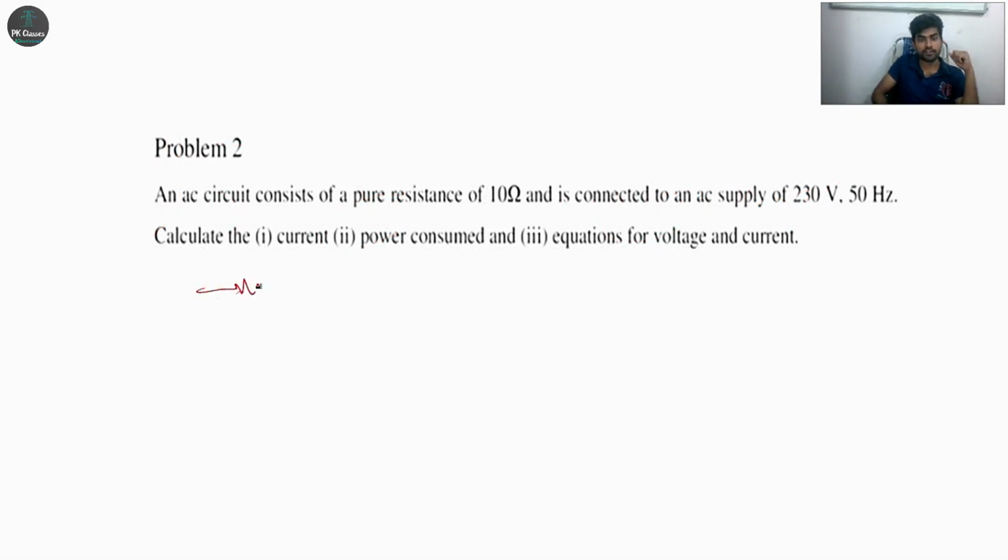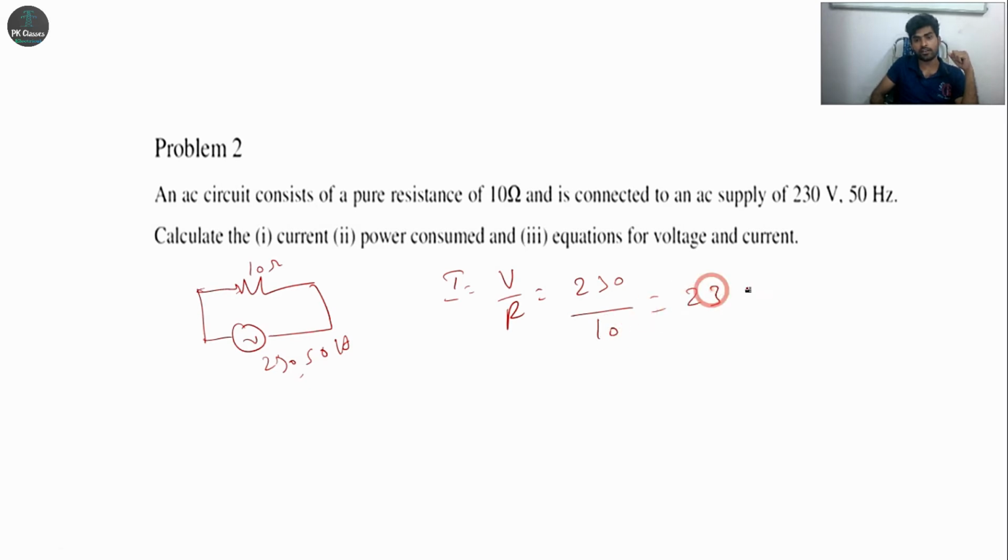There is an AC circuit consisting of a pure resistance of 10 ohm connected across an AC supply, that is 230 volts, 50 hertz, right? So calculate the current. Current is equal to what? I is equal to V by R, right? So V is equal to 230 volts is given. R is 10. We'll get 23 amps.